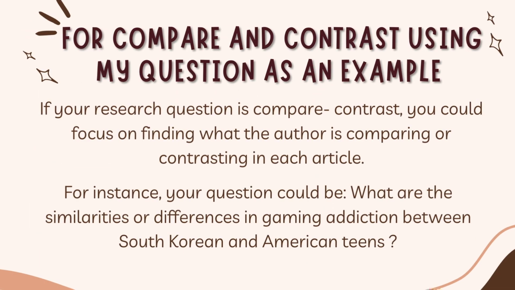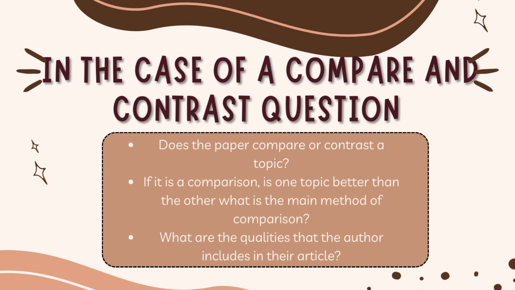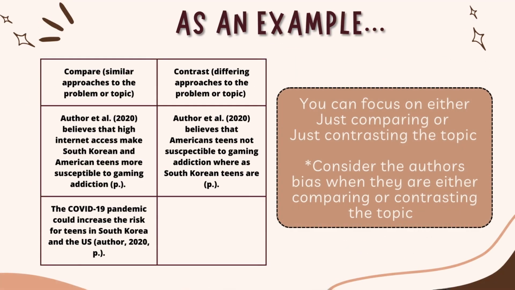Now on to compare and contrast. If your research question is compare and contrast, you could focus on finding what the author is comparing or contrasting in each article. For instance, your question can be, what are the similarities or differences in gaming addiction between South Korean and American teens? So some questions you could think about while reading are, does the paper compare or contrast a topic? If it is comparison, is one topic better? Does the author describe one topic is better than the other? Or what is the main method of comparison? And what are the qualities that the author includes in their article?